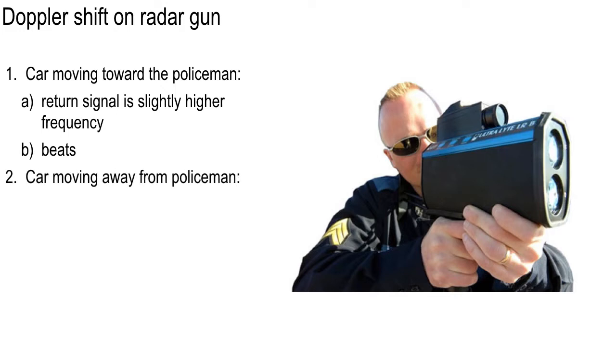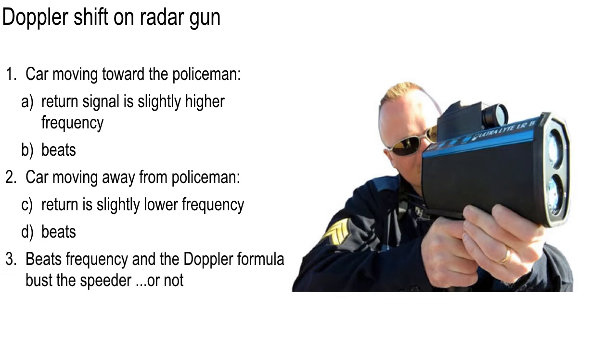If the car is moving away from the policeman, the return frequency is slightly lower, but you still get beats. You get beats, you figure out the ratio of the frequencies, ding, you figure out the speed. Either way, the beat frequency in the Doppler formula will either bust or not bust the speeder, the motor vehicle operator. So that's how they do it.